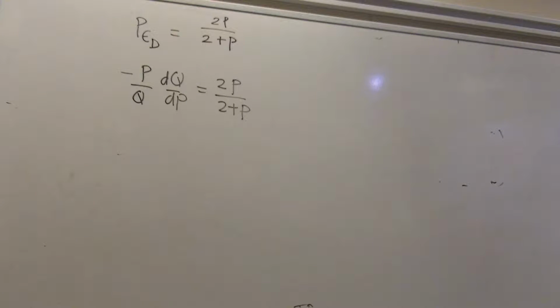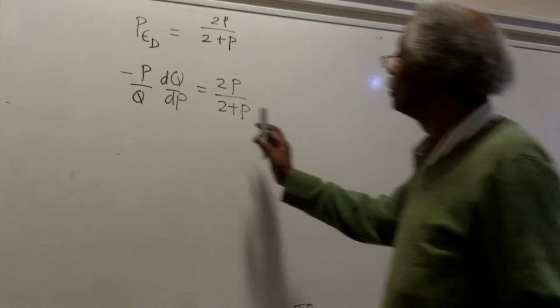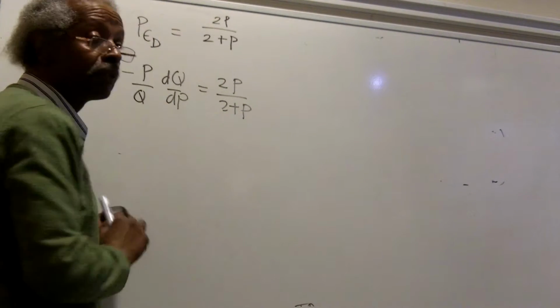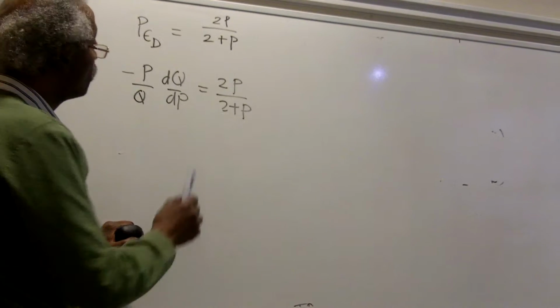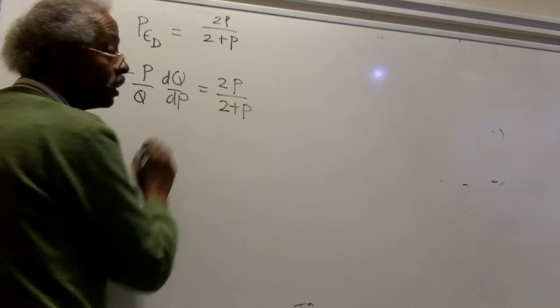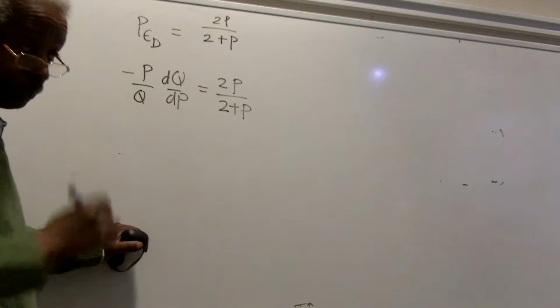It says here, given the supply equation, this is a supply equation, this is elasticity. Find the demand equation. So you go to the definition of elasticity and you come up with this differential equation here, a differential equation for Q and P.